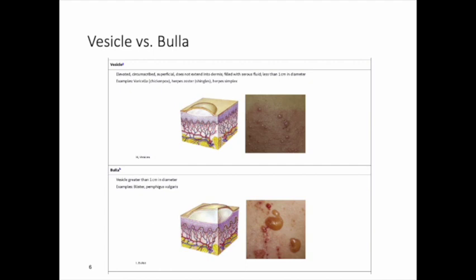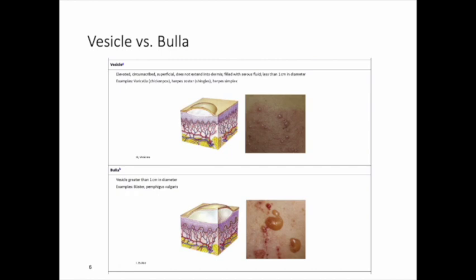Vesicle versus a bulla. A vesicle is an elevated, circumscribed, superficial lesion that is less than a centimeter in diameter. It is not extending into the dermis layer, and it's usually filled with just serous fluid. So think about in terms of shingles or herpes simplex virus or chickenpox or varicella, that would be called a vesicle or a vesicular type rash, and sometimes it's called vesicular.